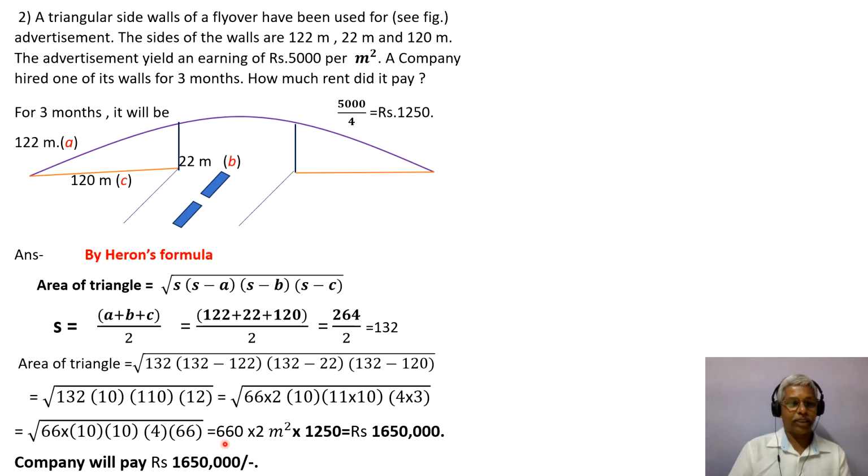So this is 660 into 2 meter square, into the rate 1250. Okay, and the answer is rupees 1650000. Okay, the company will pay rupees 1650000. So this is very simple in a way if you apply the formula very carefully.